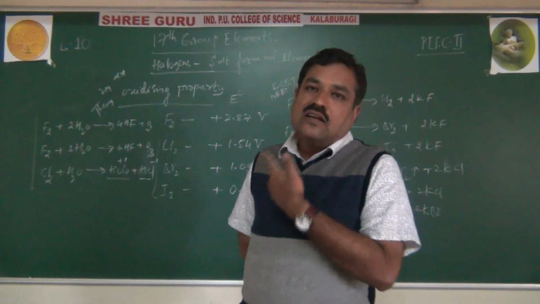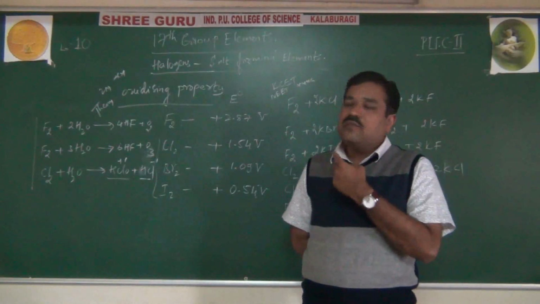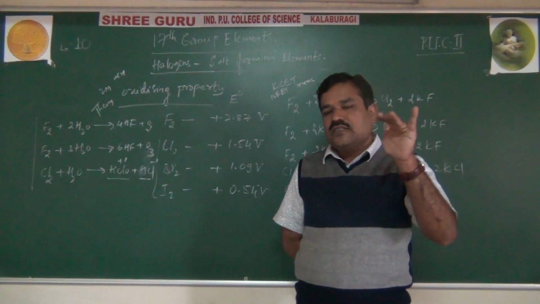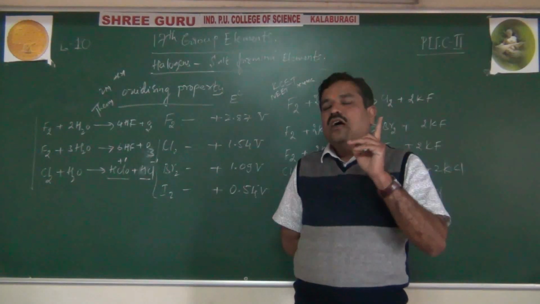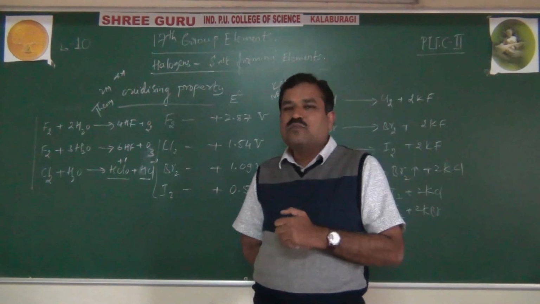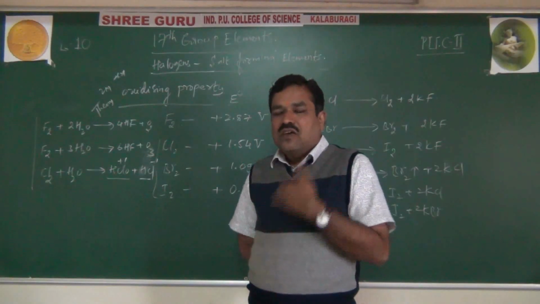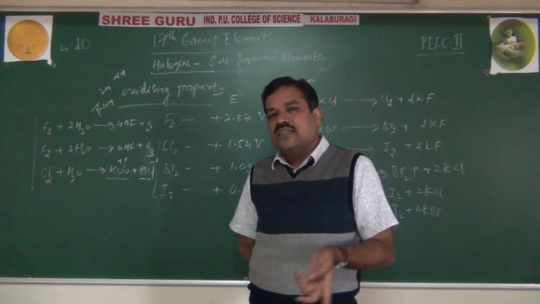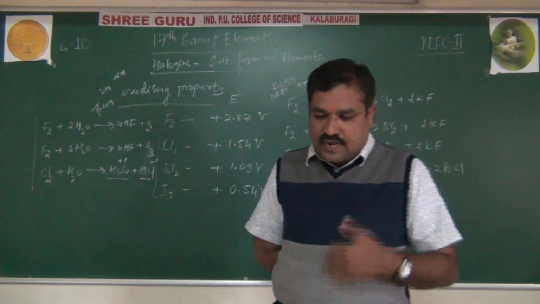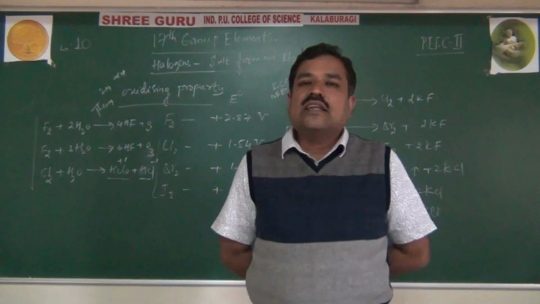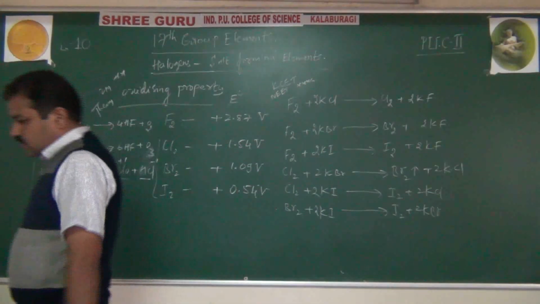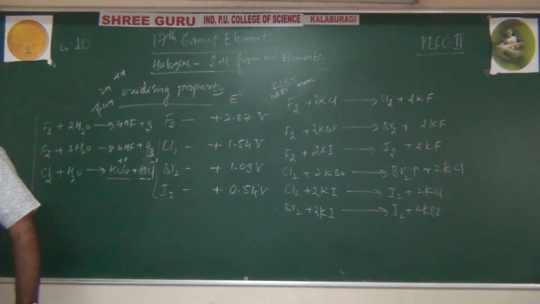This standard reduction potential: the potential attained by a metal when the metal is in equilibrium with its own ions at 25 degrees Celsius or 298 Kelvin, having concentration 1 molar, is called standard electrode potential, SEP, or standard reduction potential. If they have a positive value, they act as good oxidizing agents. If they have a negative value, they act as good reducing agents. And repeat, an oxidizing agent is an electron acceptor and a reducing agent is an electron donor. Remember, okay? That's about the oxidizing properties of the halogens.